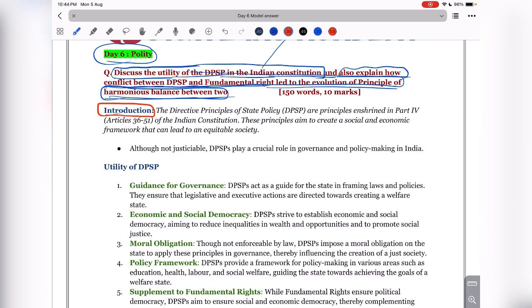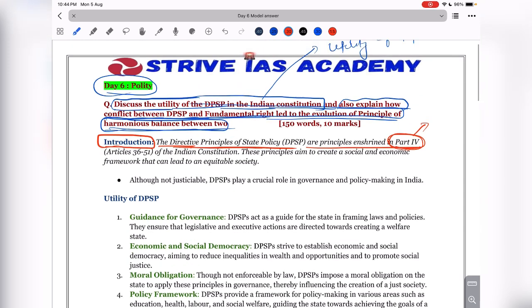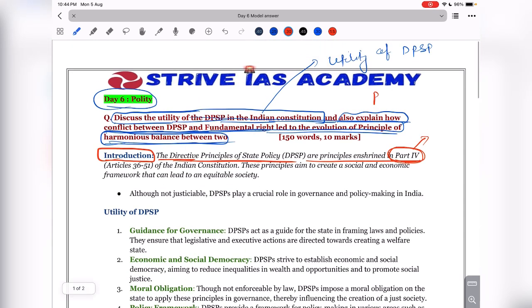In this introduction you can write: DPSP, directive principles of state policy, are principles enshrined in Part 4 of the Constitution. So a question to you, please write in the comment box: what is contained in Part 3 of the Constitution? You can comment in the comment box.